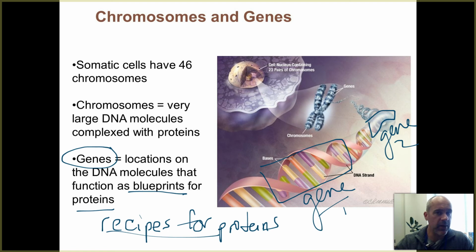So if you can't make your proteins, or if you don't have the blueprints or the recipes for making all those proteins, a cell is not going to be able to function. That's why it's so critical that a cell have a full set of chromosomes. That way you have all of the genetic recipes that you need to build all of the proteins that you need to be able to survive and function.